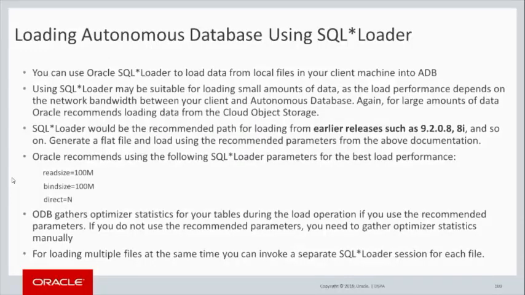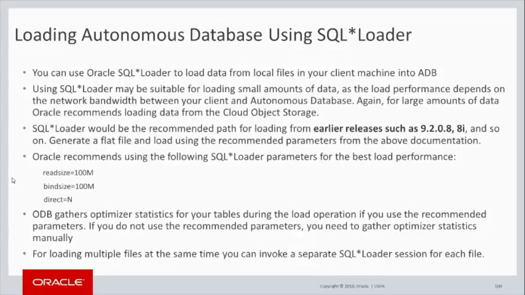You can use Oracle SQL Loader to load data from local files in your client machine into Autonomous Database. Using SQL Loader may be suitable for loading small amounts of data, as the load performance depends on the network bandwidth between your client and Autonomous Database. Again, for large amounts of data, Oracle recommends loading data from Oracle Cloud Object Storage. SQL Loader will be the recommended path for loading from earlier releases such as 9.2 or 8i and so on. Generate a flat file and load using the recommended parameters from the documentation.